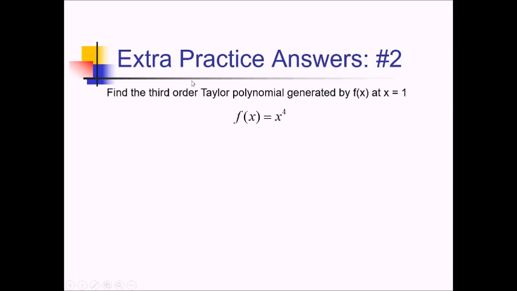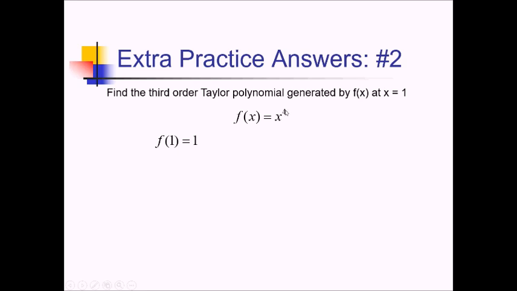For this problem, we want the third order Taylor polynomial for x to the 4th generated at x equals 1. So we're going to have to take the function value and the first 3 derivatives at x equals 1. And we're going to get a bunch of terms that all have x minus 1s in them. So let's start with just plugging 1 into f of x. That's just going to be 1 to the 4th, which is just 1. Next, we need the first derivative evaluated at 1.